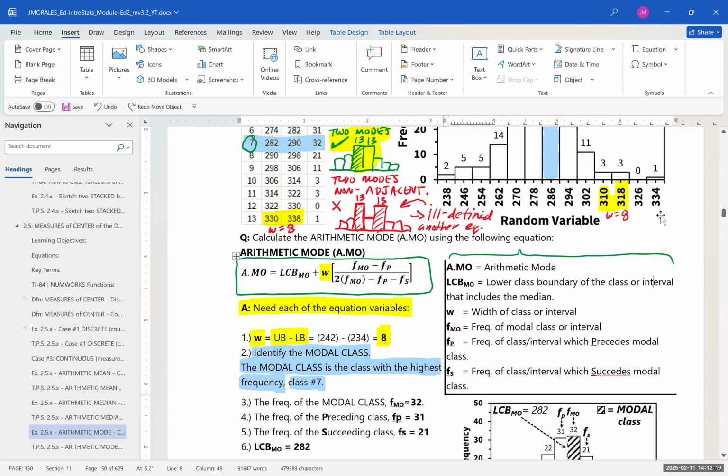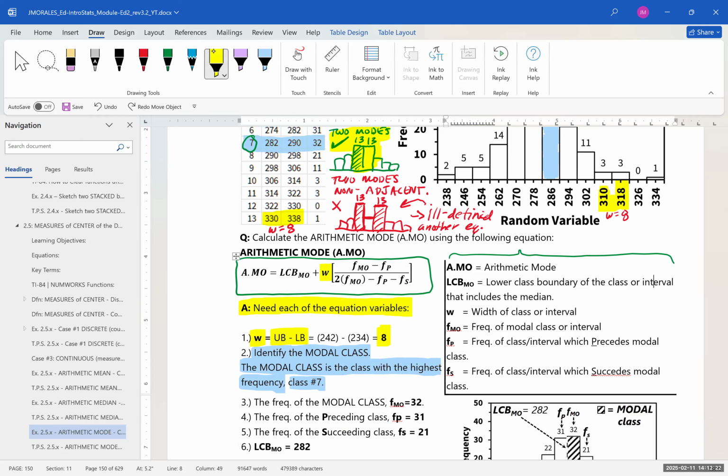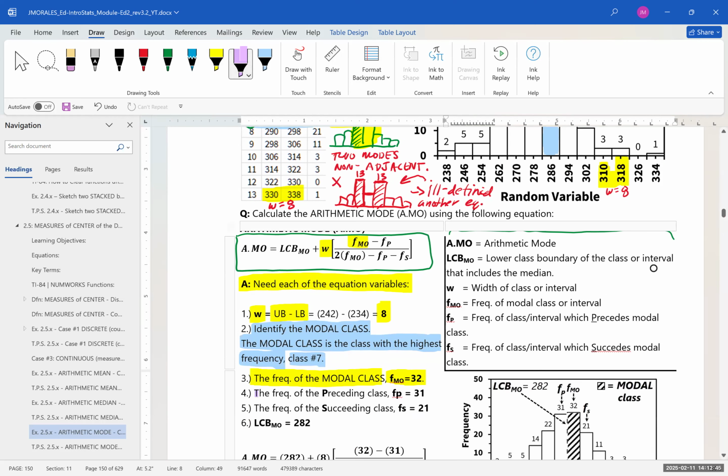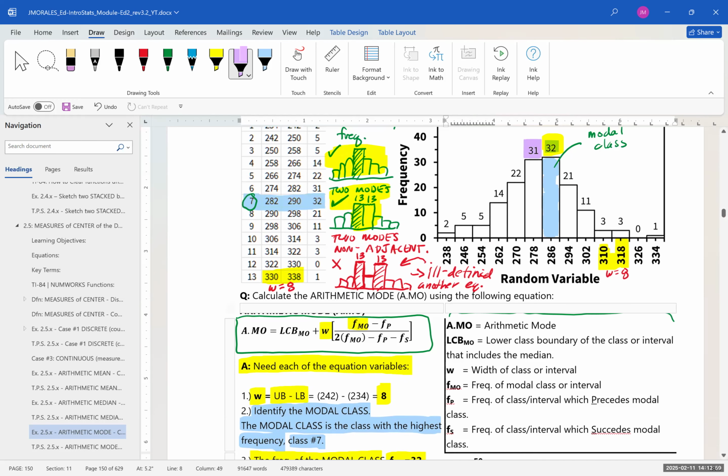All right. So the next step is now to find the frequency of the modal class. The frequency of the modal class is right here in the equation. And so what was the frequency of our modal class? It was 32, right? So that's the frequency of the modal class. The next thing we need is the frequency of the preceding class. What was the frequency of the class immediately before the modal class? That's going to be 31. So that's this one right here.